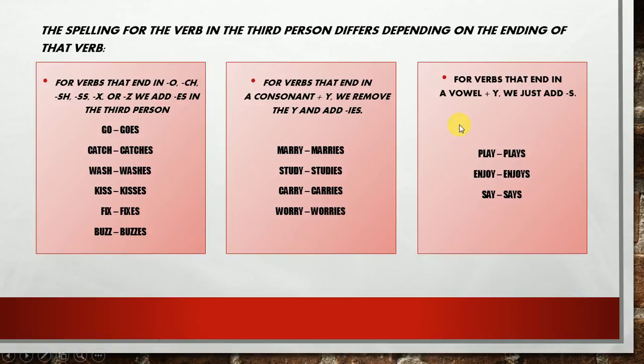Let's look at the next rule. For verbs that end in a vowel plus y, we just add s. For example, play, plays, enjoy, enjoys, say, says. Here you can see that y is after the letter a, that is a vowel. So you have to just add the letter s.